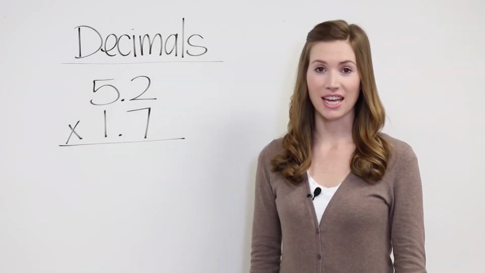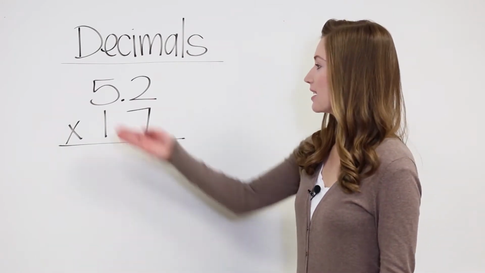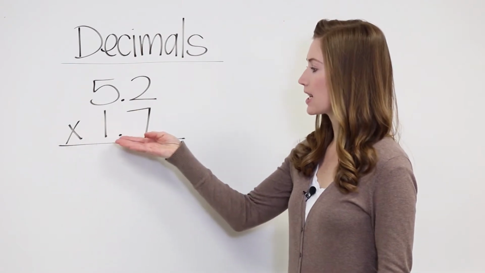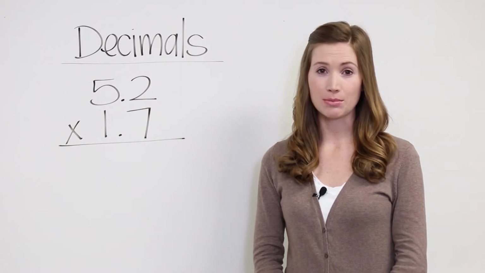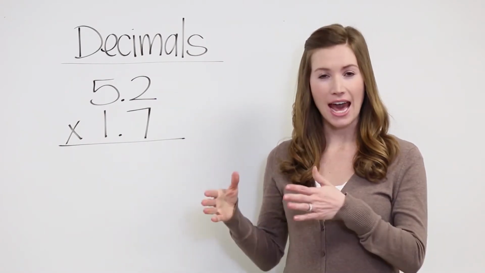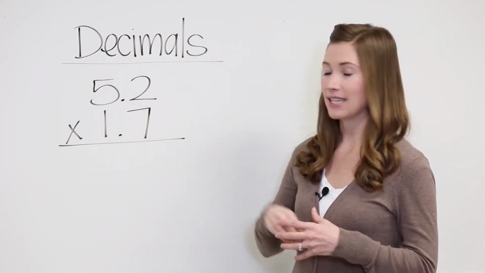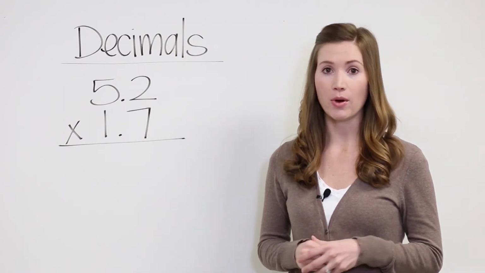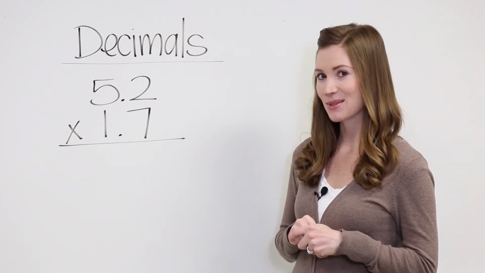Let's look at a problem together. Read the problem to yourself as I read it aloud. 5 and 2 tenths times 1 and 7 tenths. Now, multiplying decimals, just like multiplying whole numbers, is very different than adding and subtracting decimals. When we multiply decimals, we multiply as usual, but we take care of our decimal point at the end. Now, are you ready to multiply these decimals?